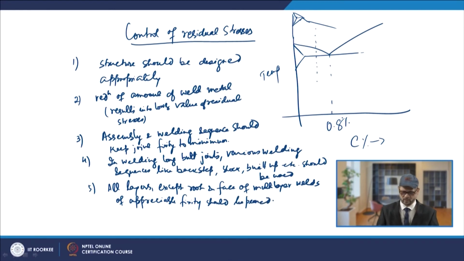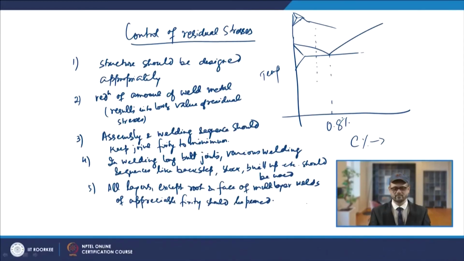As we go on depositing the layers one by one in multi-layer welds, it is a common practice to peen the layers. So, after a layer we do the peening, and then we deposit the next layer. That reduces the residual stress to a large extent.